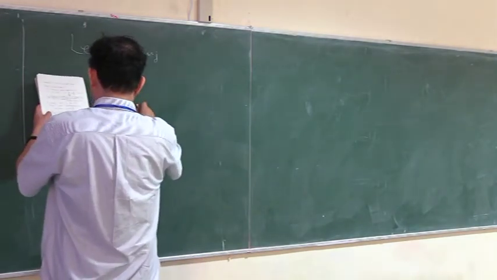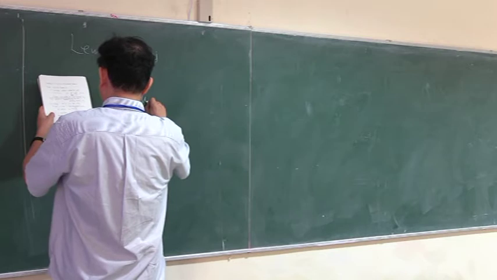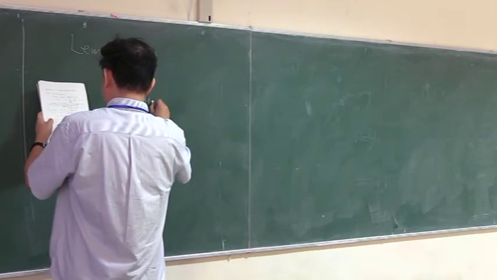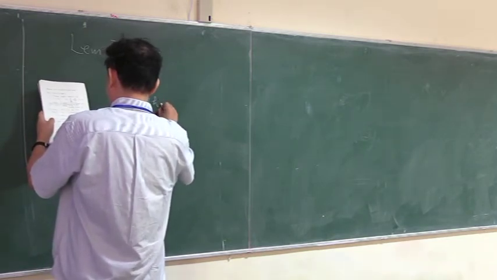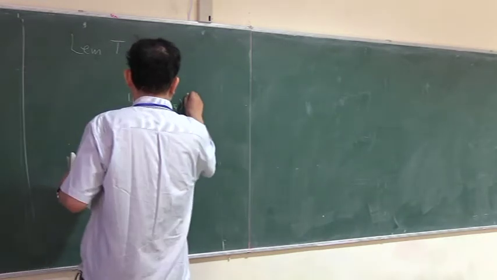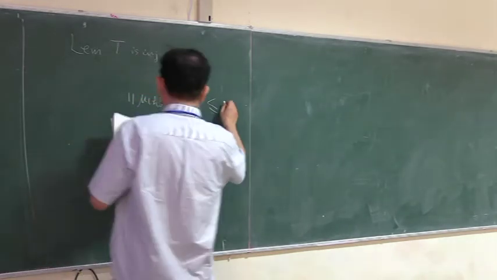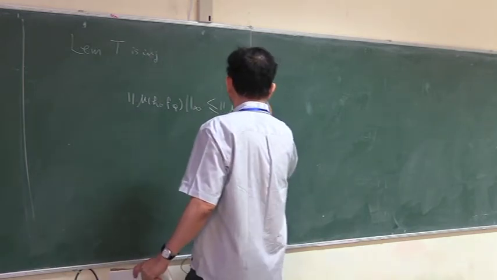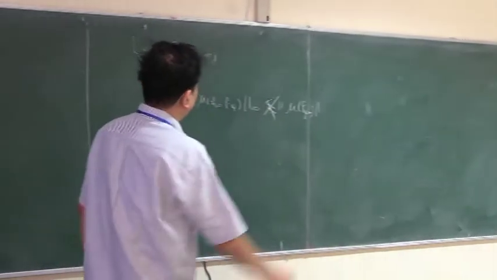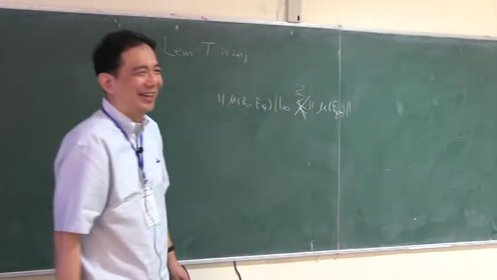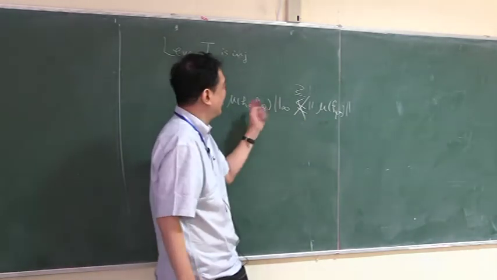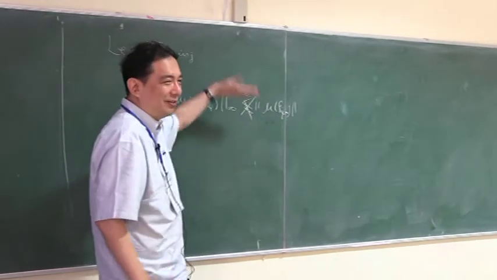So the mu, because mu H F, I wrote something like this. But this is incorrect. That should be this way, okay? Because this is the smallest dilatation. But the argument is the same.